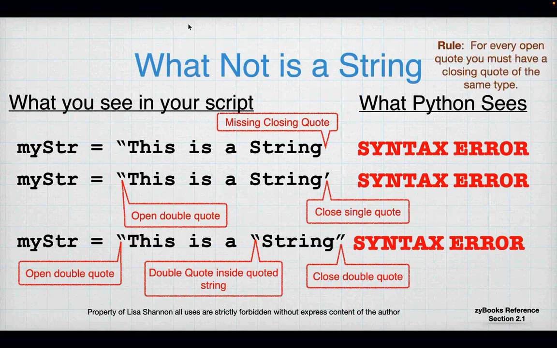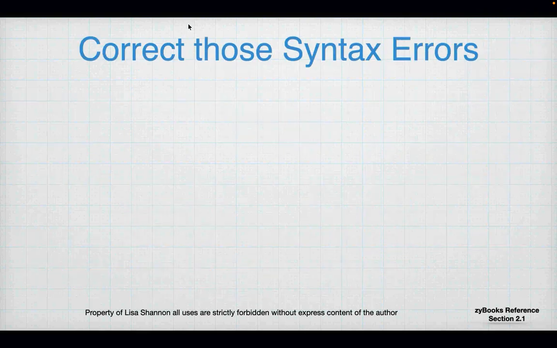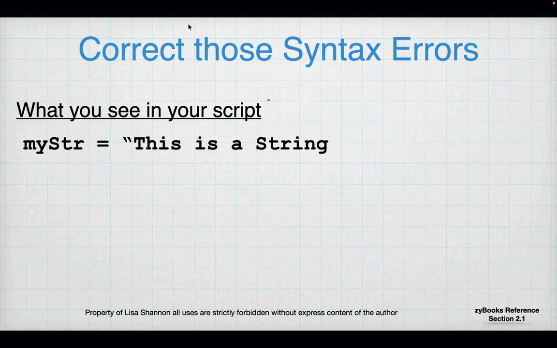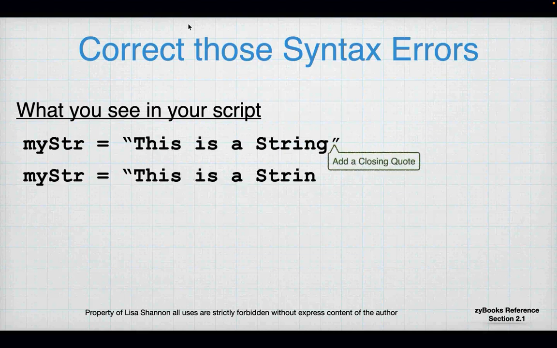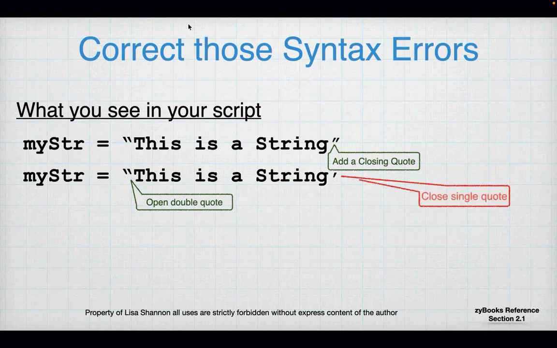So you're going to see the rules, and some of them are going to repeat, and that's because I think they're important. So how do we correct those syntax errors? Well, the one that doesn't have a closing quote, we give it a closing quote. The one that has an open double quote and a closed single quote, we give a closed double quote too.